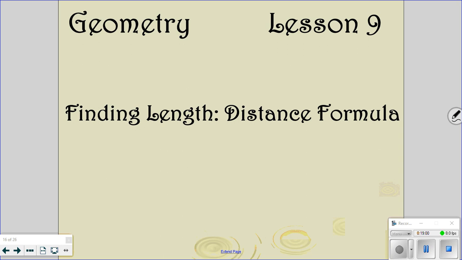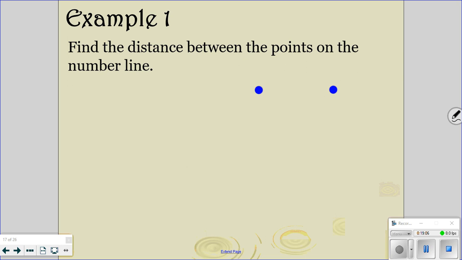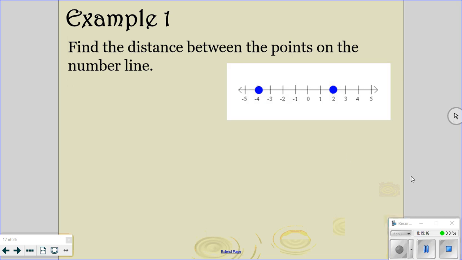Alright, so now we're going to look at lesson 9. We're going to be finding length using the distance formula. So hopefully you'll know how to find the distance between 2 points using the distance formula. So, alright, we're going to find the distance between these 2 points on our number line.